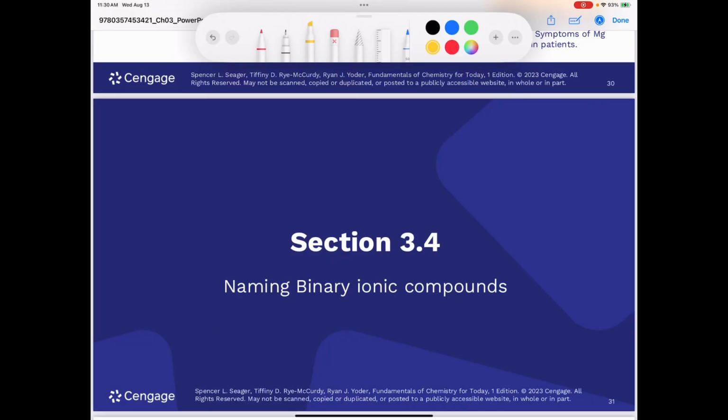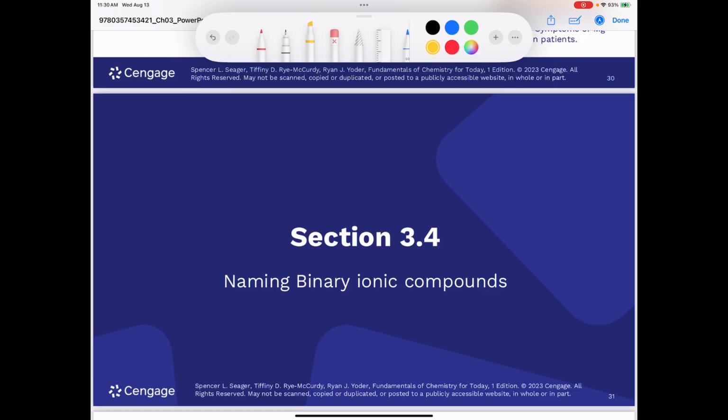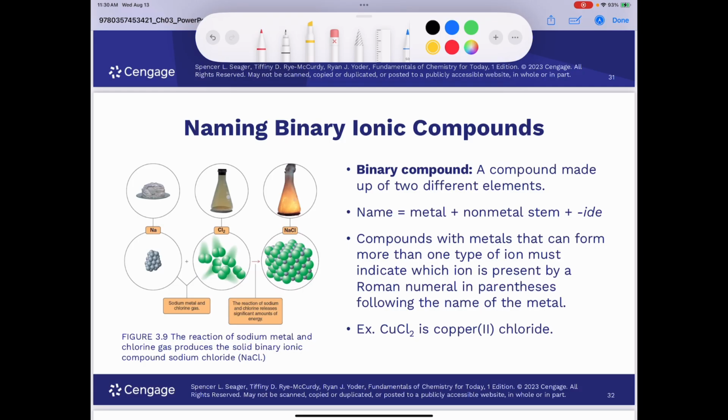All right, let's move on with section 3.4, which deals with naming binary ionic compounds. And a binary compound, as the name suggests, is a compound that is made up of two different elements. And the way that we name a binary ionic compound is first by listing the metal. So the metal always comes first in the compound. And then we add the nonmetal stem, plus we add the suffix "ide" at the end.